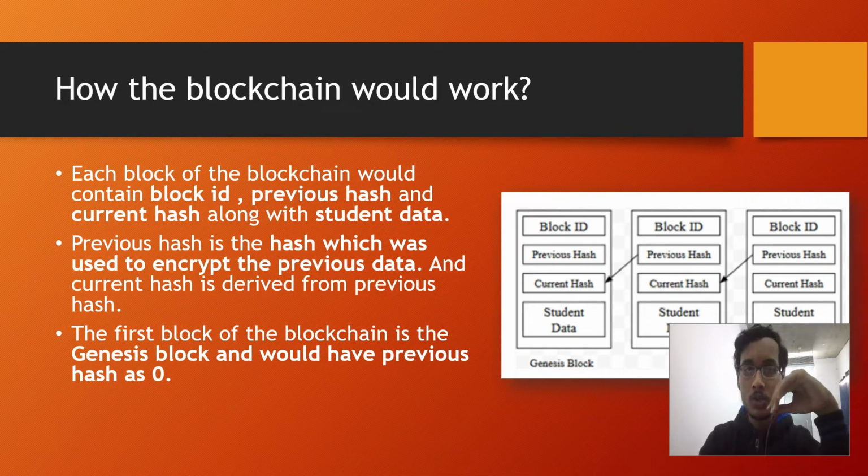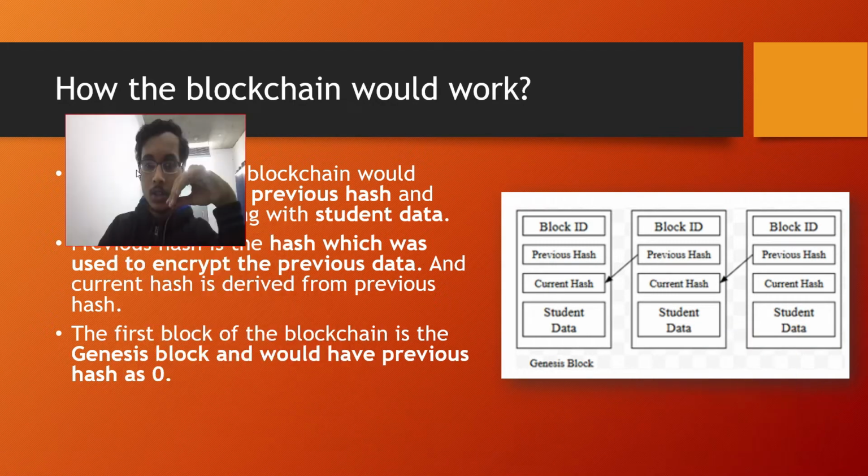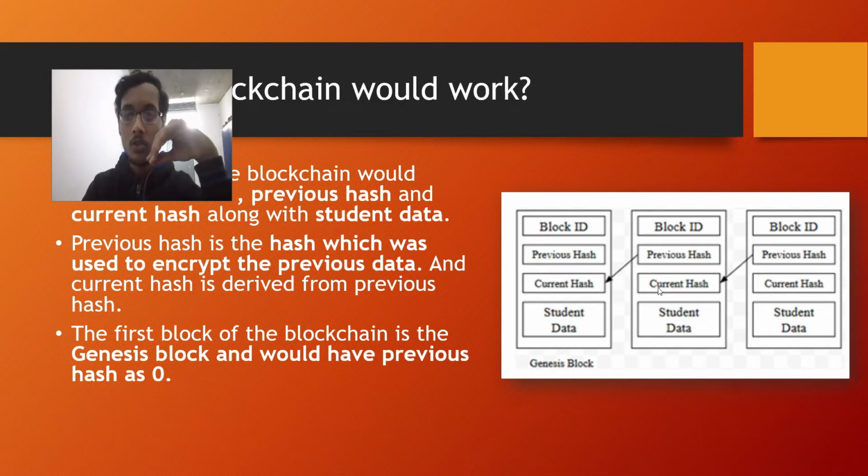Now, how does blockchain really work? Here you can see an image where we have shown how this process works. The first block of the blockchain is known as the Genesis block. What Genesis block means is that the first linked list element would have the previous hash as 0, because there is no element before that. So the current hash is computed based on the previous hash, which is 0.